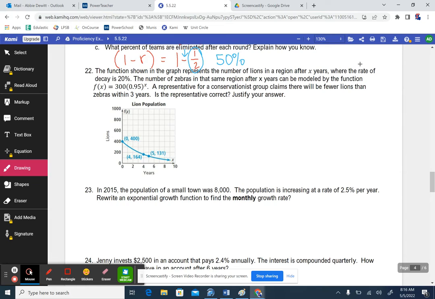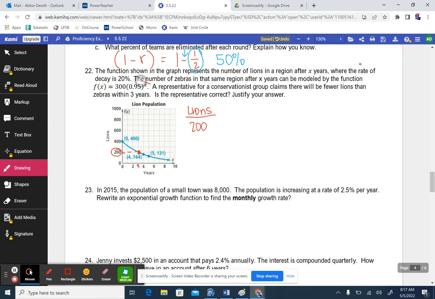So in 3 years, 3 is between 2 and 4, sorry. So on year 3, how many lions are there? On 3 years, there are 200 lions. That's all you need to do. So in 3 years, how many lions are there? 200. Okay, so now we need to see, is zebras less than or greater than 200? And let's see if that's true or not.